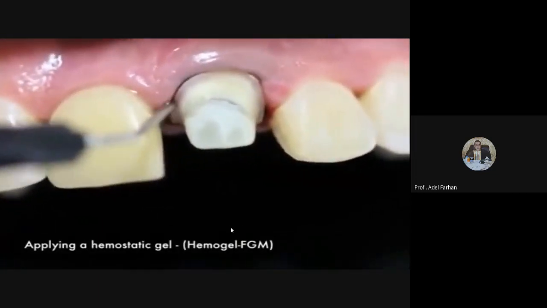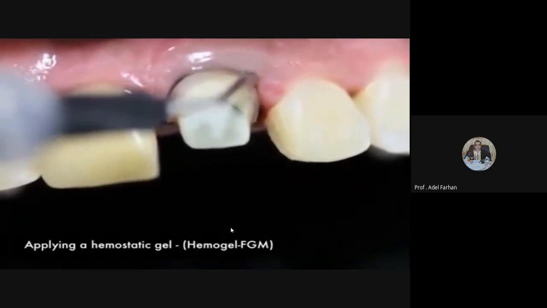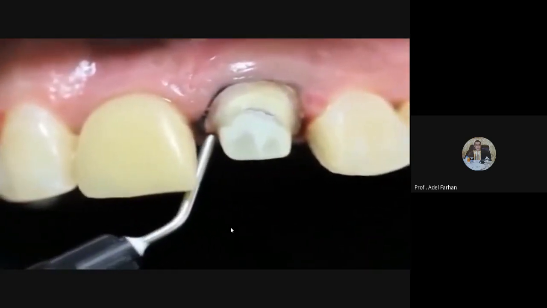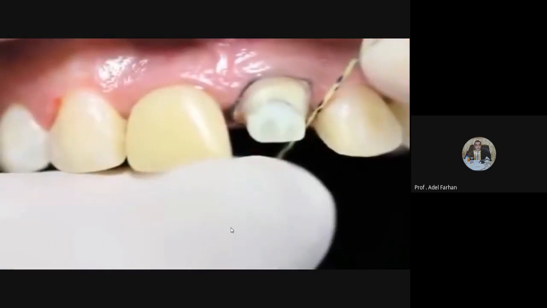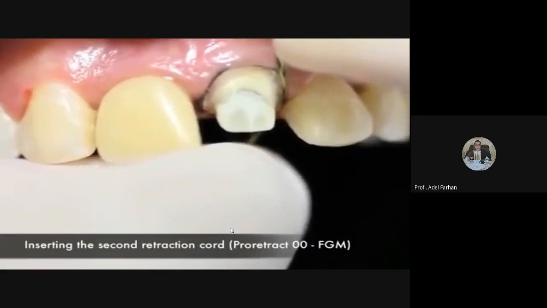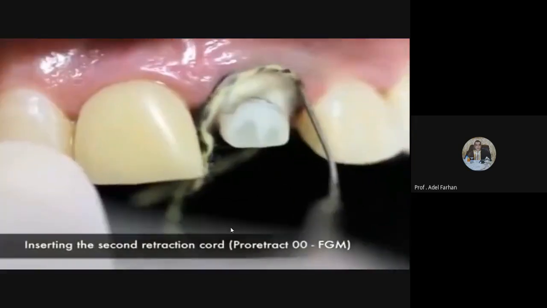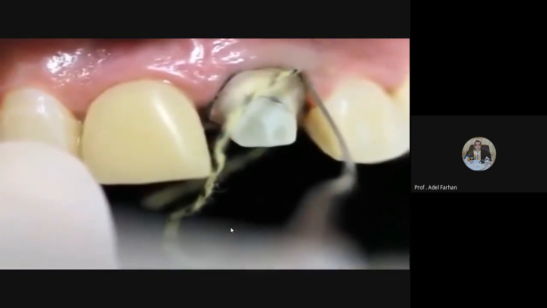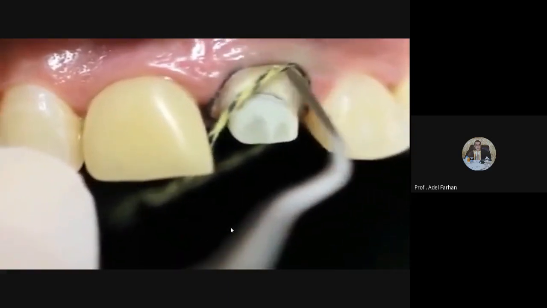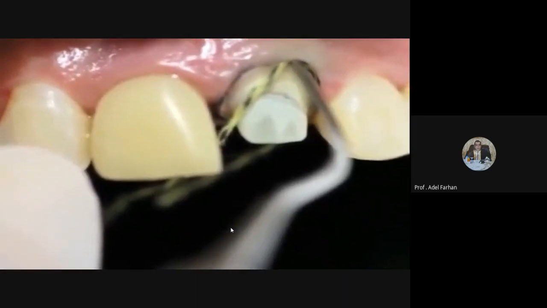Of course, a combination of the hemostatic with the retraction cord, and it is possible to combine two retraction cords, the double technique. This increases vasoconstriction, and healing reduces it. This is the other cord, the double retraction cord, with a larger diameter. I start packing. So this technique is the double retraction technique.